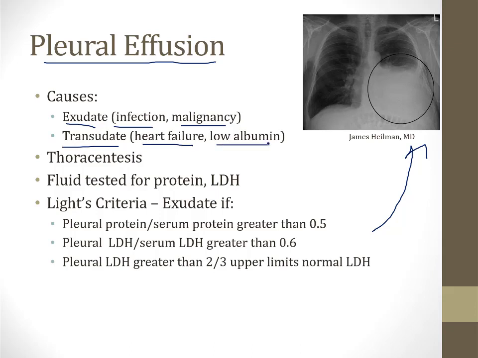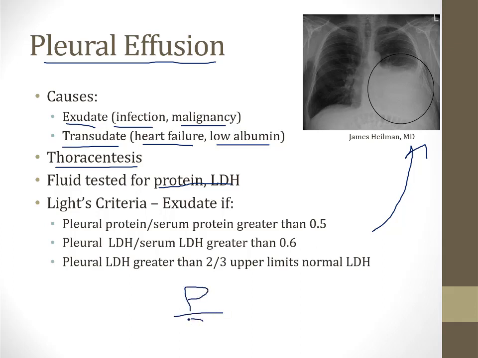How are you going to tell the two apart when they look the same on x-ray? They just appear like a pleural effusion. Well, the way you do this is by doing a test called a thoracentesis, where you insert a needle and take a sample of the pleural fluid. You then test the pleural fluid for the concentration of protein and lactate dehydrogenase, an enzyme found in plasma and pleural fluid.